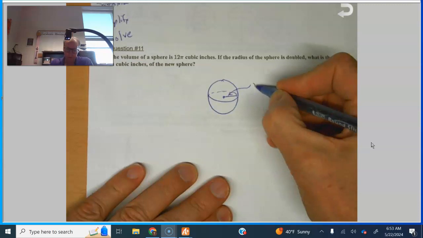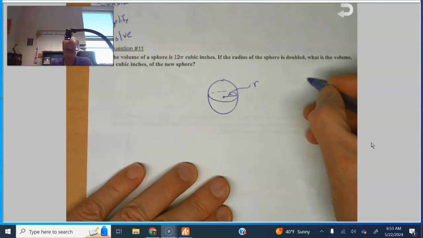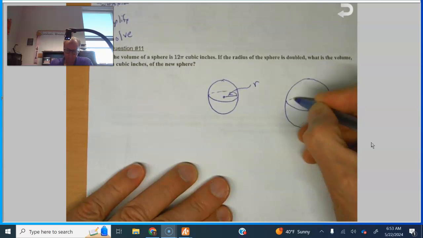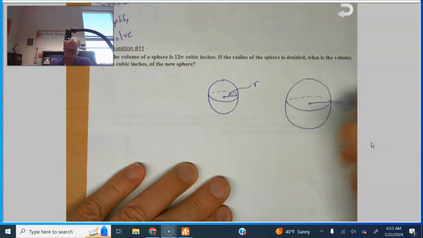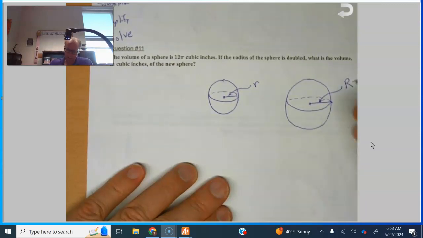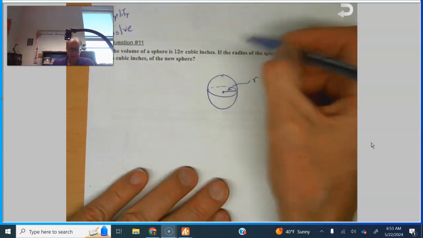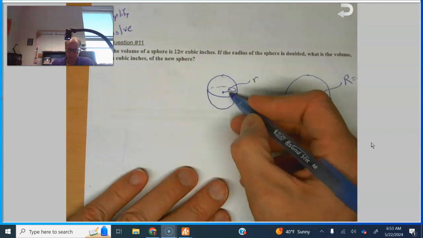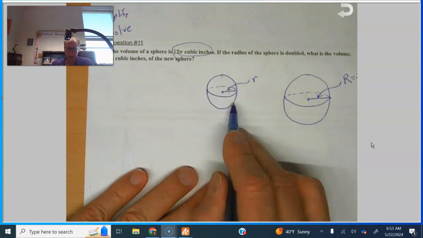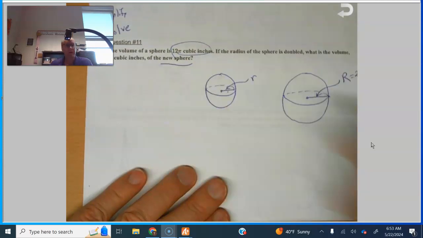Didn't say the radius. If the radius of the sphere is doubled, so if I do a bigger sphere, and this is big R, so this one is twice as big, which means it's twice the radius. What I can do, it says that the volume of the sphere is 12 pi cubic inches for the small one. So the volume of the small one is 12 pi, and if the radius of the sphere is doubled, what is the volume of the new sphere?